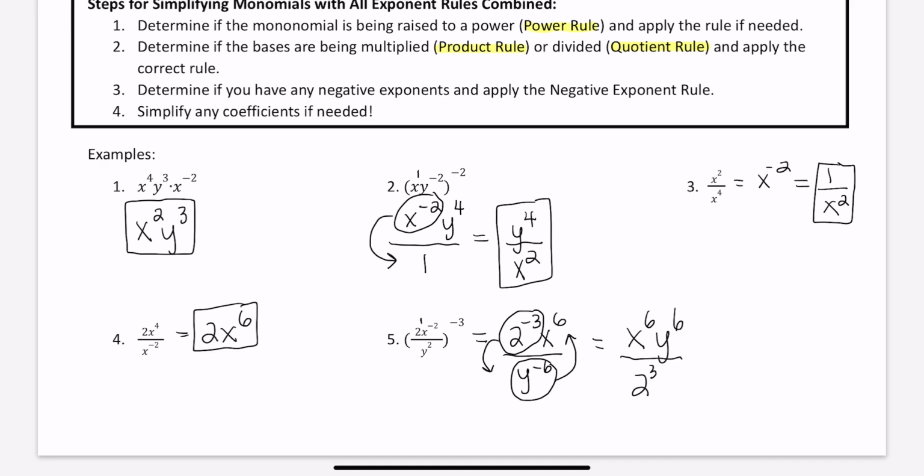So this is going to end up being x to the power of 6, y to the power of 6, over 2 cubed, which is 8. There are no more like bases, and nothing's negative, so this is going to end up being my final answer.